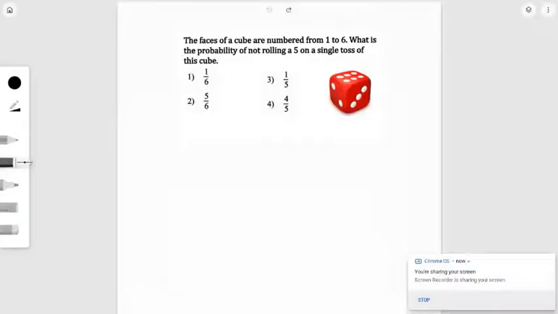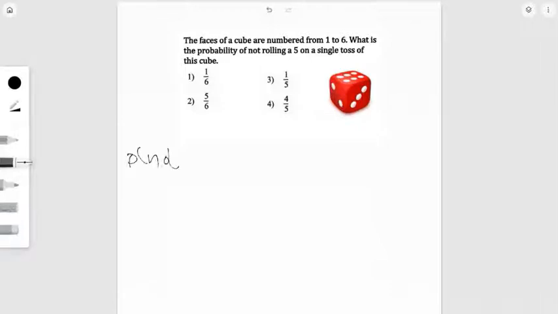The faces of a cube are numbered from 1 to 6. What is the probability of not rolling a 5 on a single toss of this cube? So the probability of not rolling a 5.